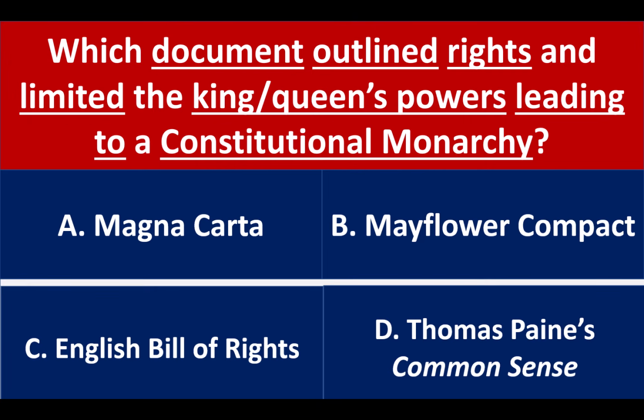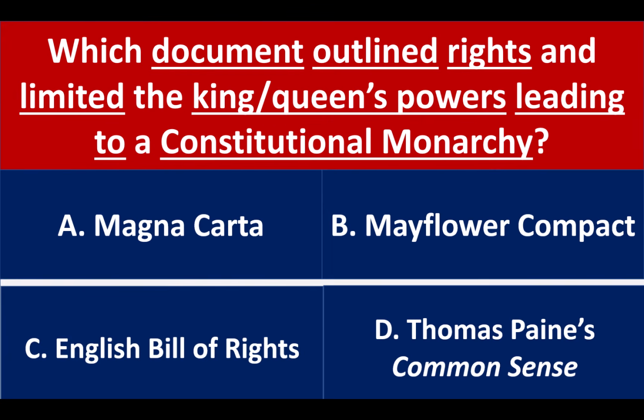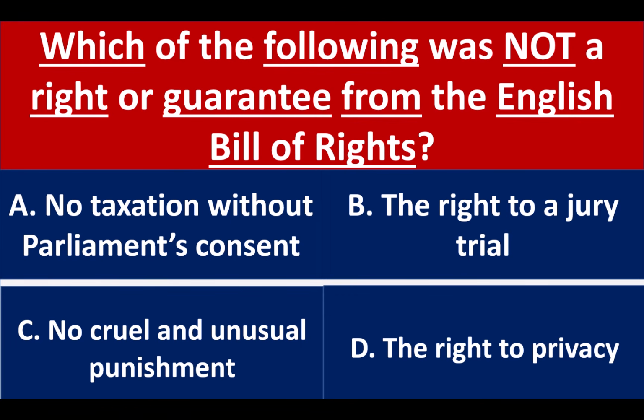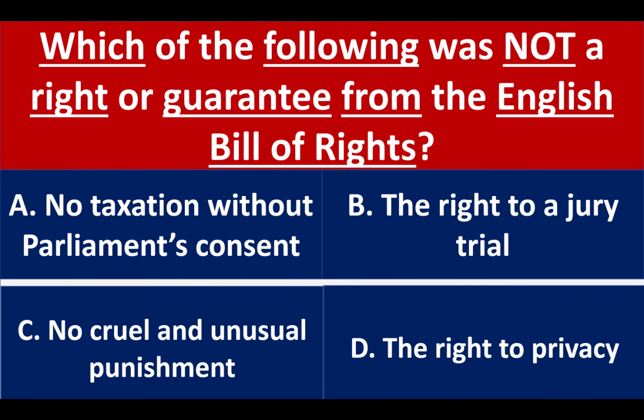Which document outlined rights and limited the king or queen's powers, leading to a constitutional monarchy? This is the second one, the English Bill of Rights. Which of the following was not a right guaranteed in the English Bill of Rights? The right to privacy. And that is it.